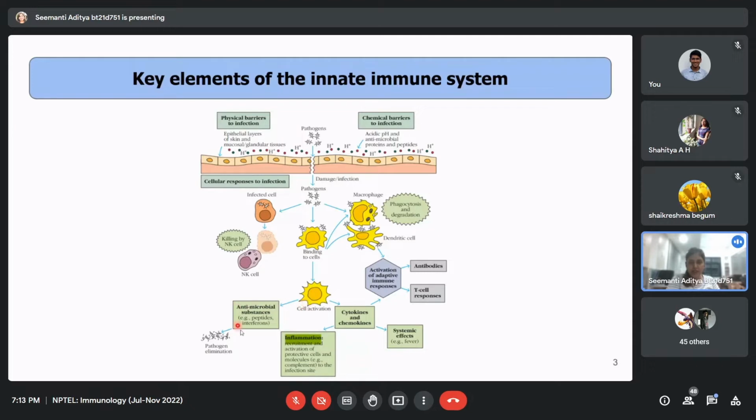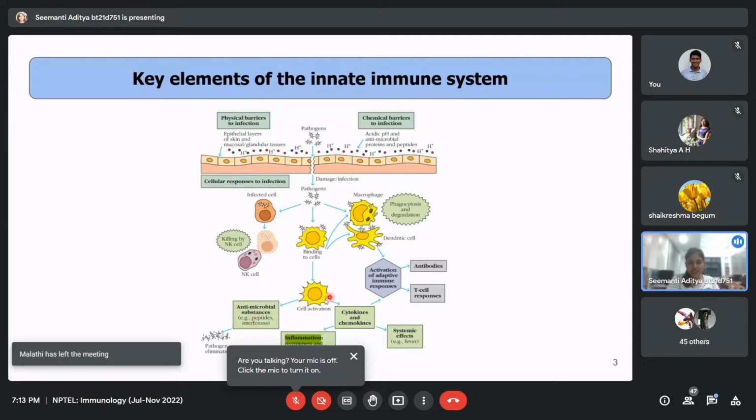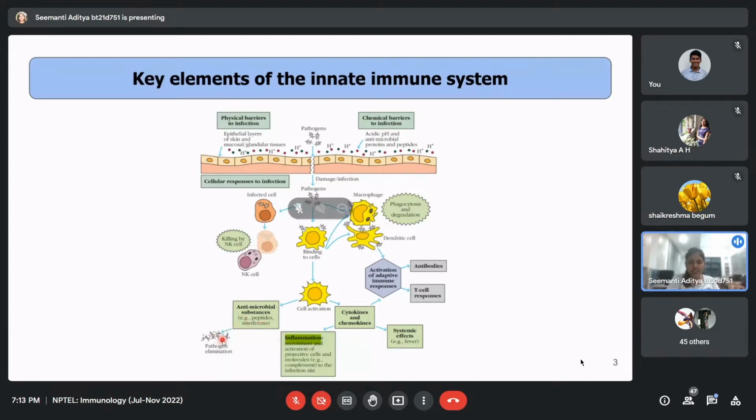Apart from that, antimicrobial substances like peptides and interferons are synthesized by these activated cells, which directly lead to the degradation of the pathogen, and the pathogen will be eliminated from the body. Also, if pathogens are infecting cells, natural killer cells can kill those infected cells. Natural killer cells normally patrol the entire body, and they can recognize infected cells through some molecules or changes on the surface of these infected cells. This is also a very non-specific kind of killing, where infected cells are killed by natural killer cells, or NK cells.